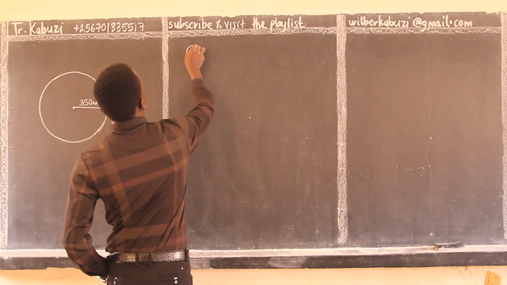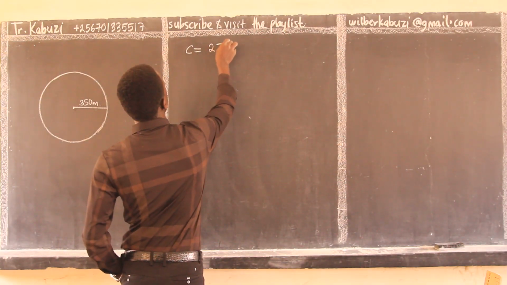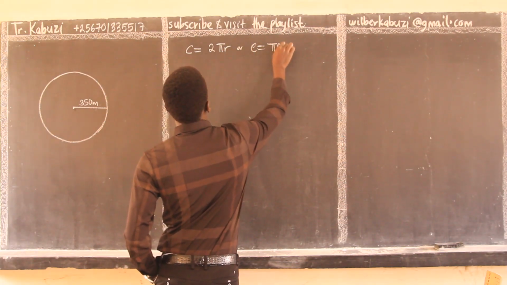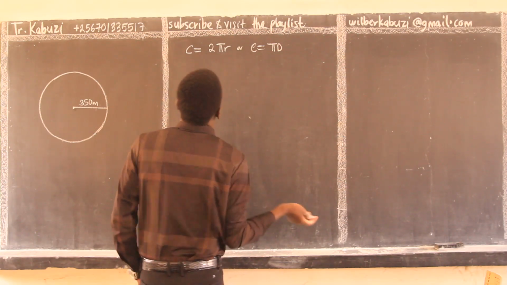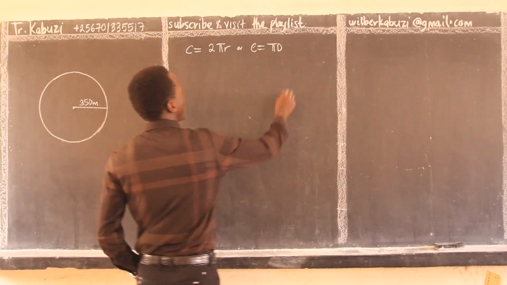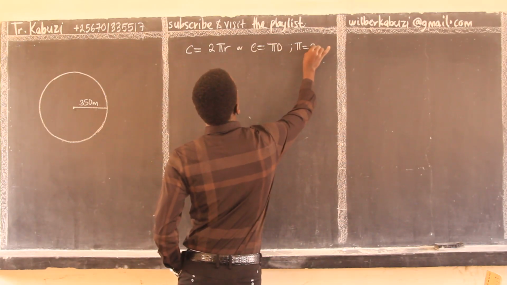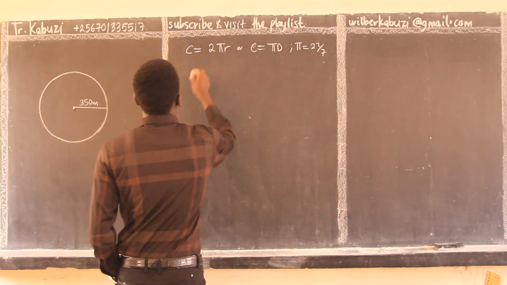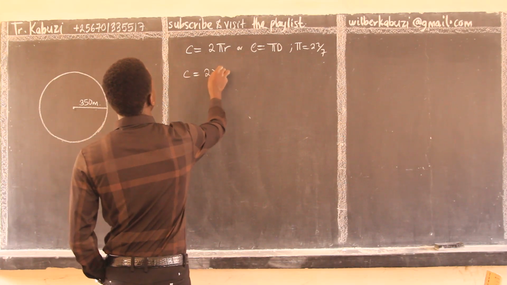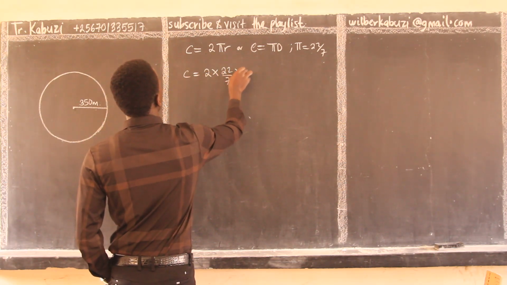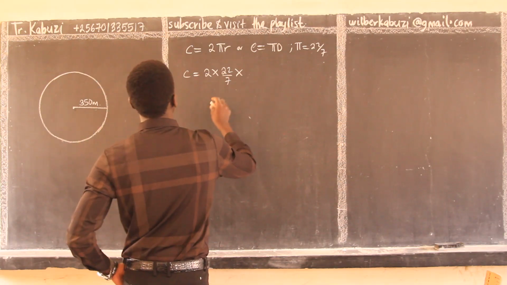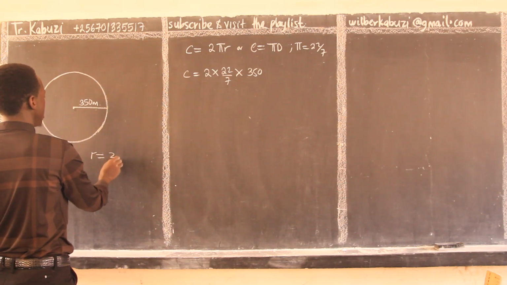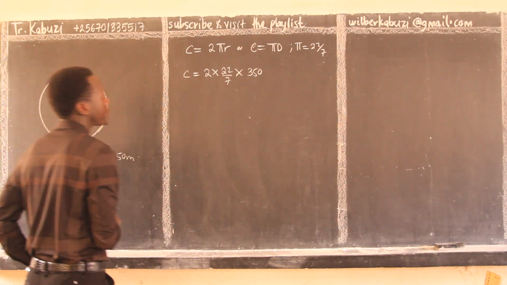So our circumference is equal to 2 pi r, or someone can say circumference is equal to pi d in case we have the diameter, but here we just have the radius. So what are we going to use as our pi? Our pi is 22/7, but you can also use 3.14. So just substituting in the formula, our circumference is 2 times our radius. Clearly our radius is 350 meters.